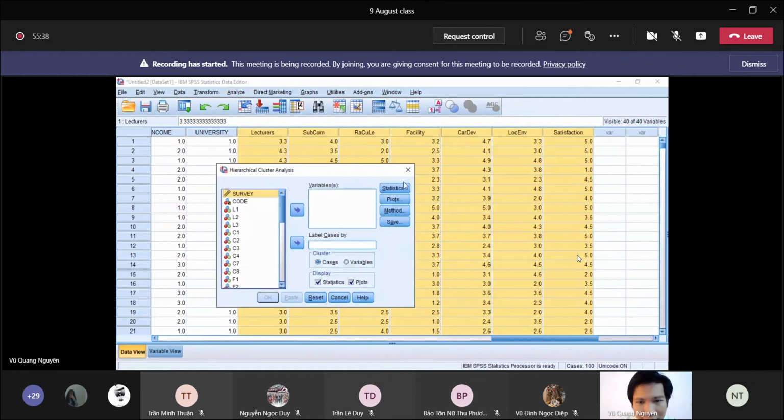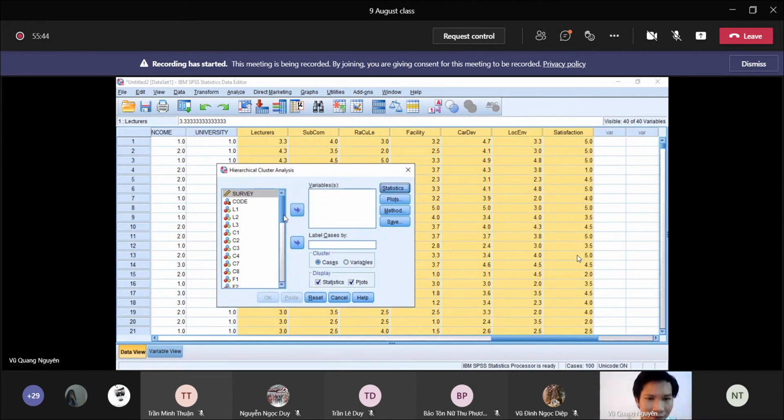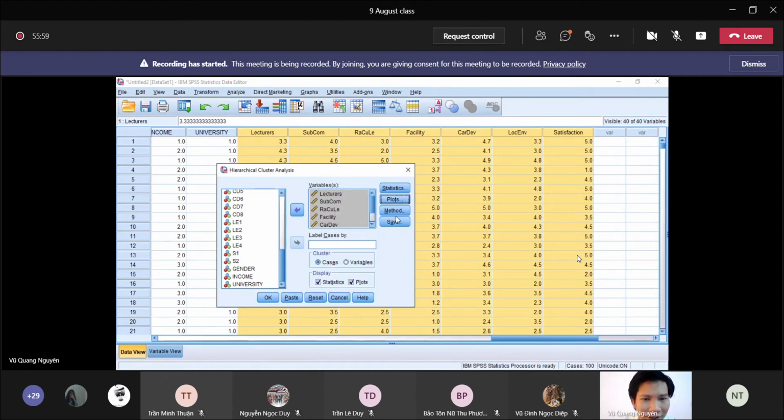Okay, that's agglomeration. So make sure that you check the agglomeration schedule, okay? Next thing, you click the plot and click the dendrogram. Okay. What is a dendrogram? I will show you later.